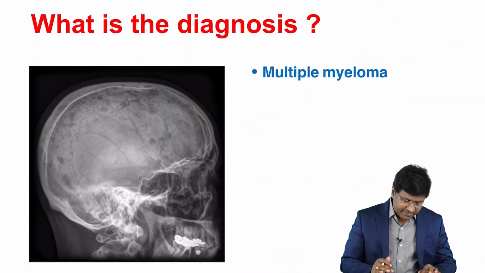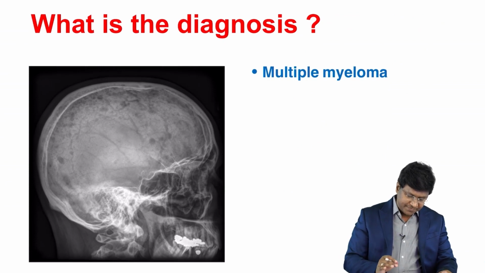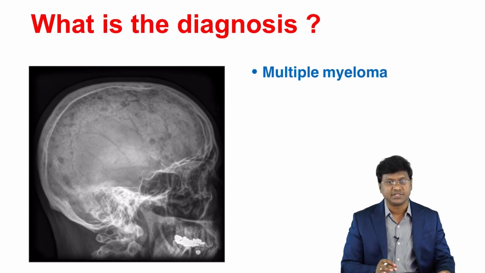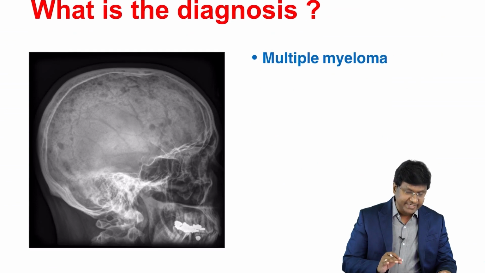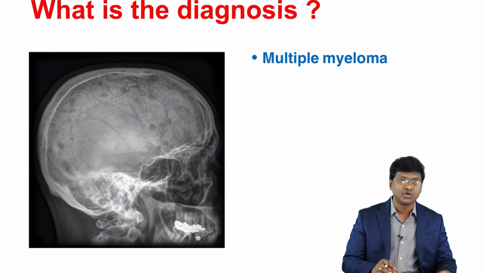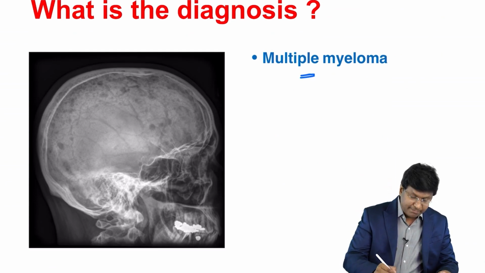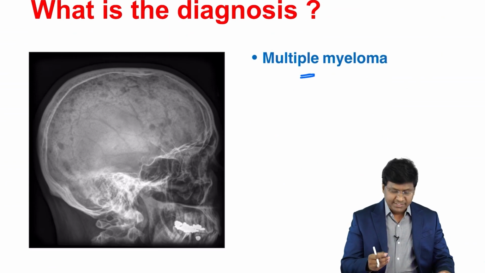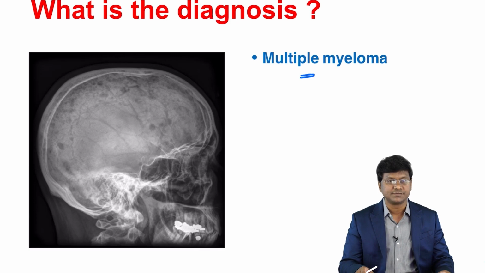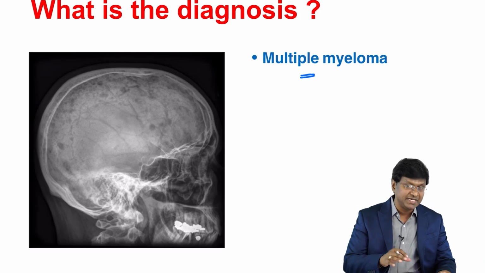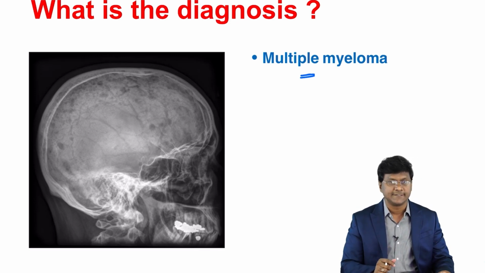And one more image has been given to you showing multiple punched out lesions within the skull. What is the diagnosis was the question. And the answer among the options given to you is multiple myeloma. So multiple myeloma, which is a tumor of the plasma cells, where you have the presence of multiple punched out lesions within the skull.